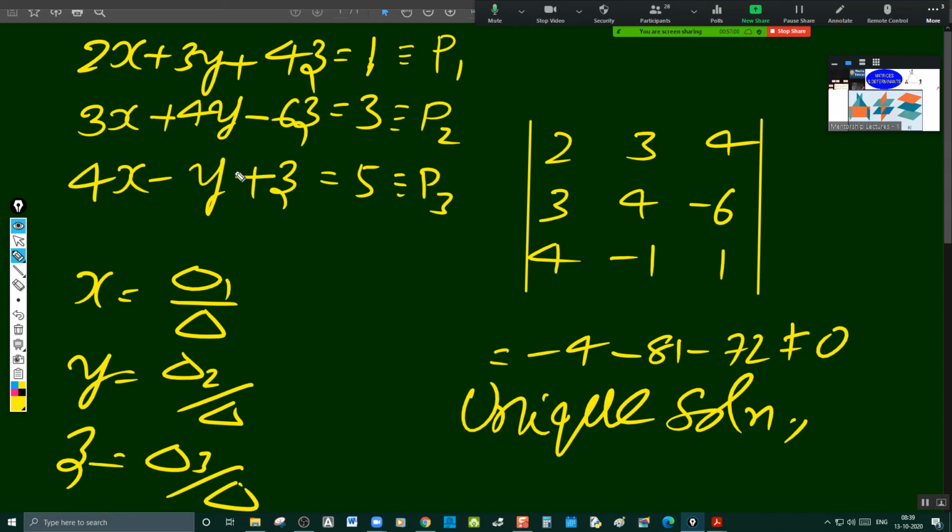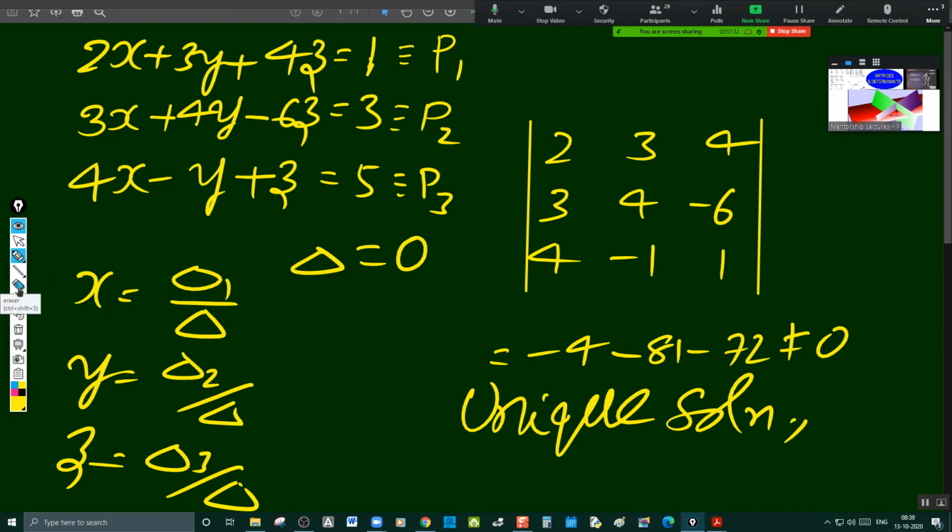But for the no solution case, with delta being 0, at least one of delta 1, delta 2, delta 3 must be non-zero, because this constant we changed. You can observe that in the previous explanation. I did that. If the constant is changed, at least one of delta 1, delta 2, delta 3 will be non-zero. These are the cases we discussed with regards to Cramer's rule.